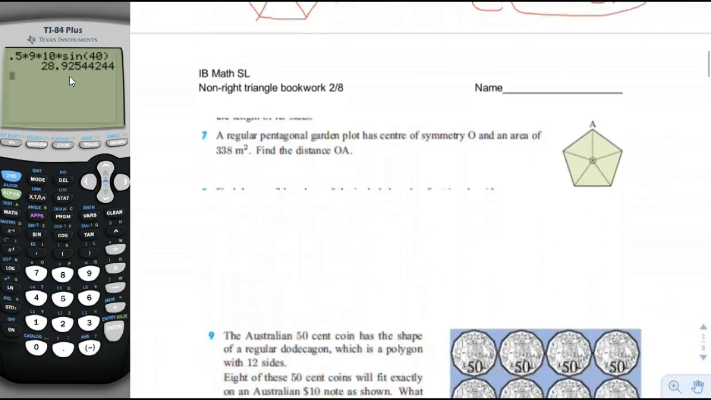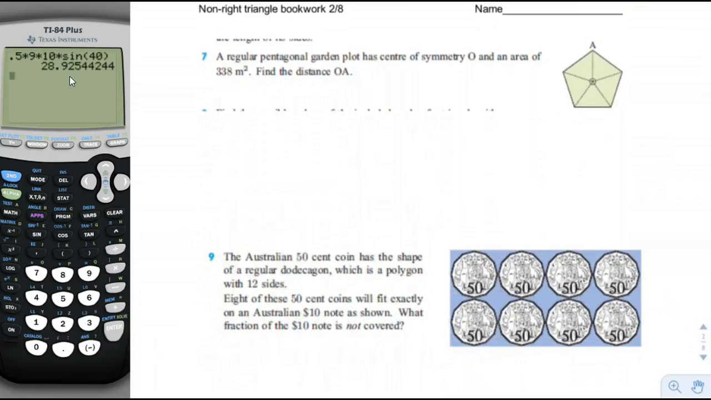Okay. Number 7, a regular pentagonal guarded plot has center of symmetry O and an area of 338 meters squared. Find the distance OA. Okay, so in this case, we know that this whole thing is 338 meters squared. It wants to know the distance OA. You can't call it a radius, but it's like a radius, right?